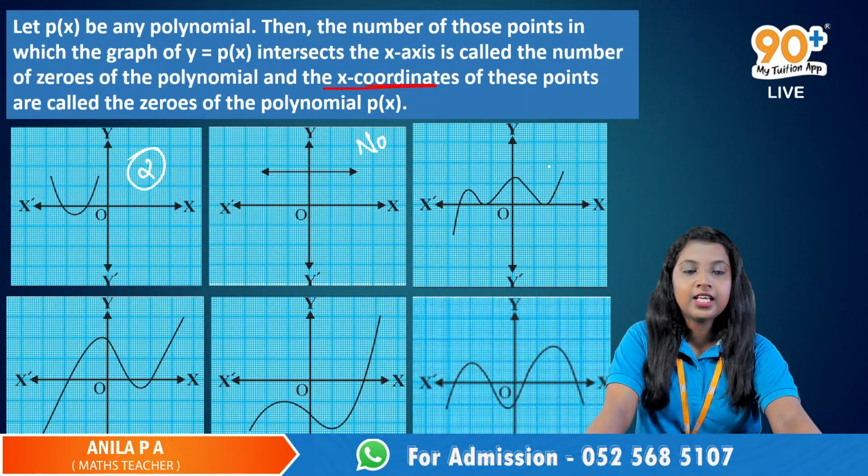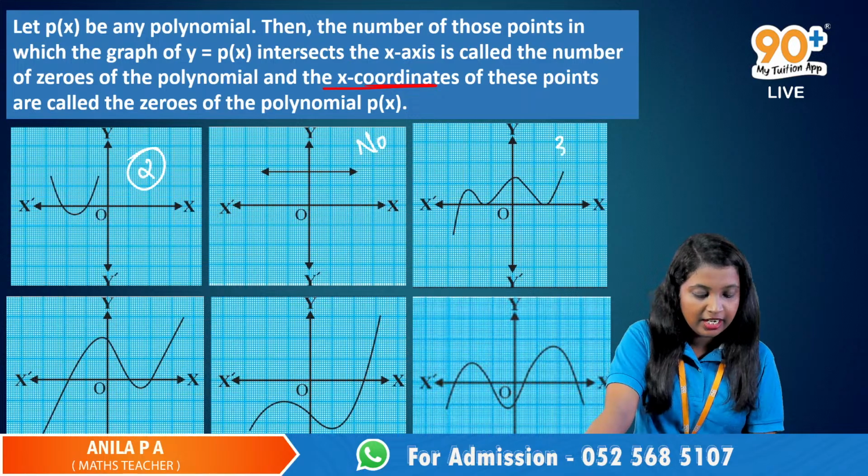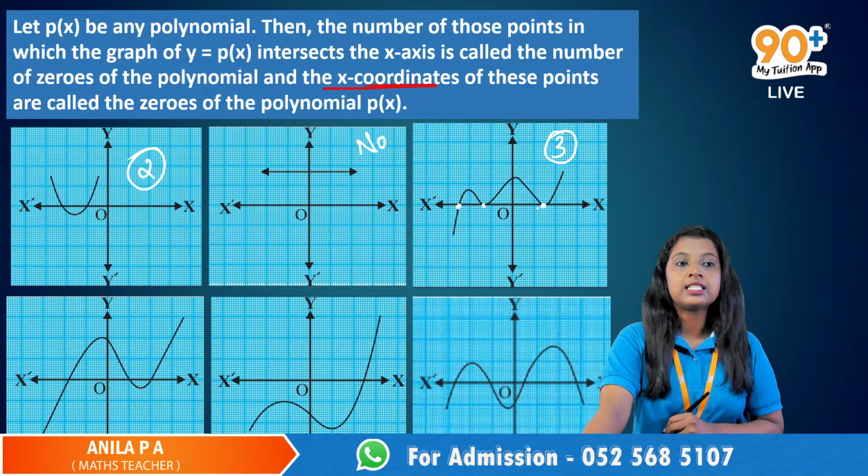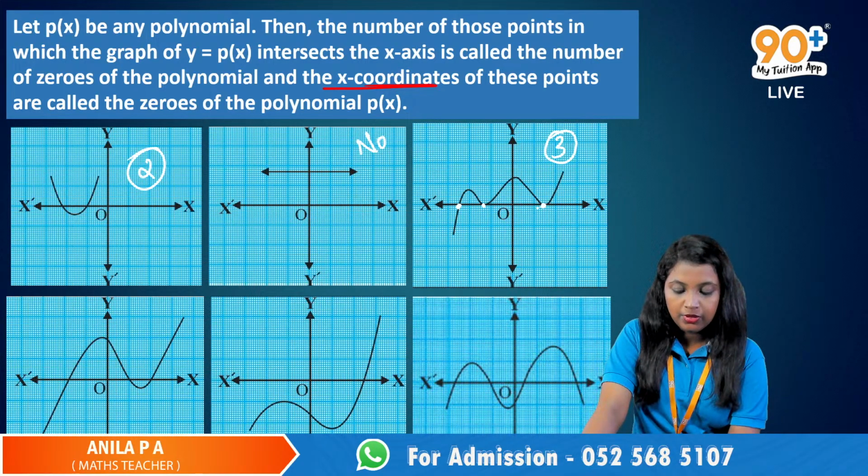Third one. Yes, Hanok. 3. Very good. Here we have 3 points of intersection. Therefore, the number of zeros is 3. Very good. Now, the fourth one.